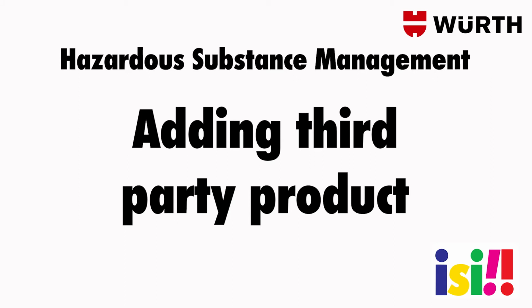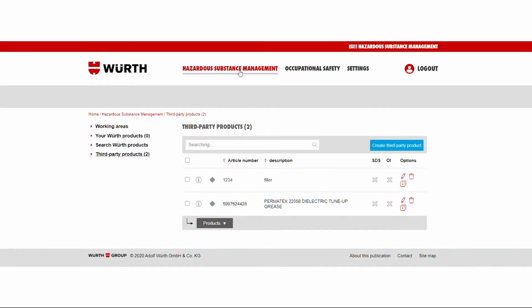Hazardous Substance Management, adding third-party products. Any third-party products can be created and added for data sheets. To add third-party products, click Hazardous Substance Management. In the left-hand navigation, click Third-Party Products. Click the blue button, Create Third-Party Product.